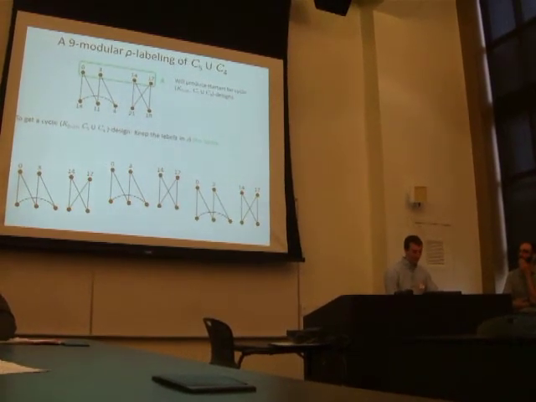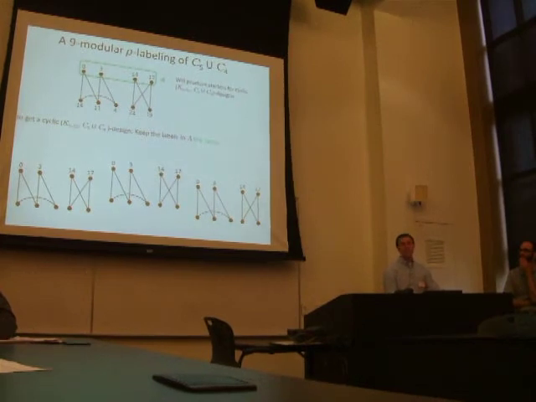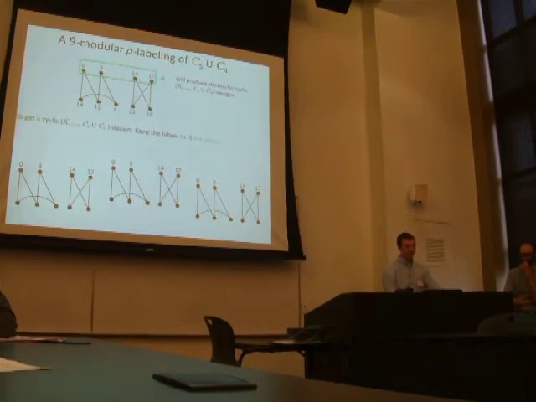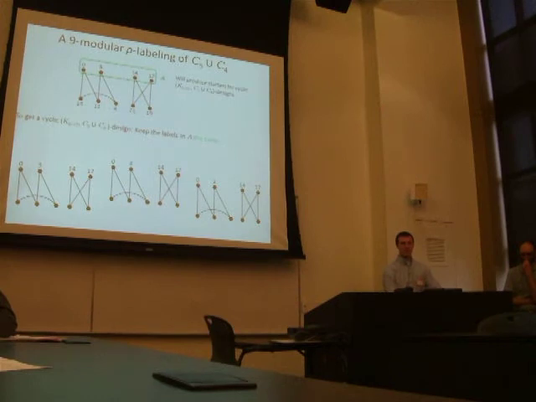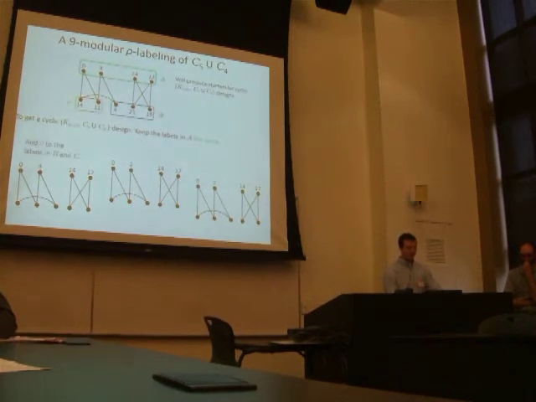So, like before, we take 3 copies of our C5 union C4, and we leave all the labels in set A the same. And like before as well, we add 0 to the labels in B and C.